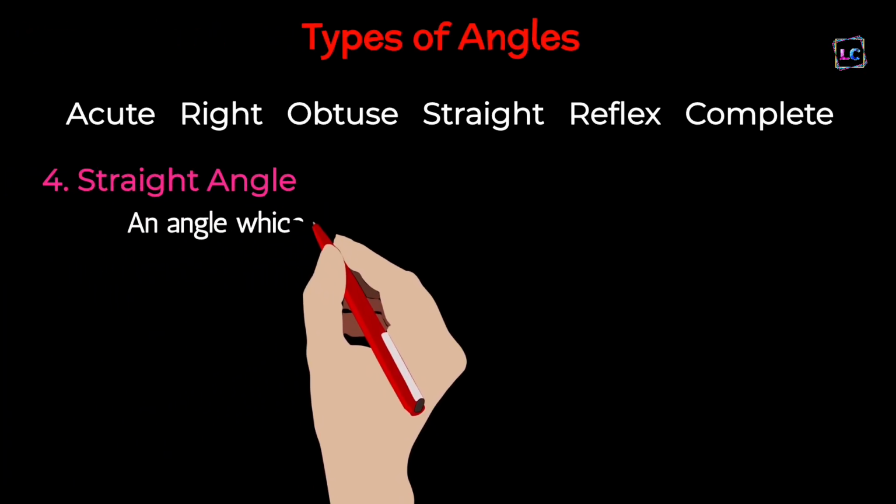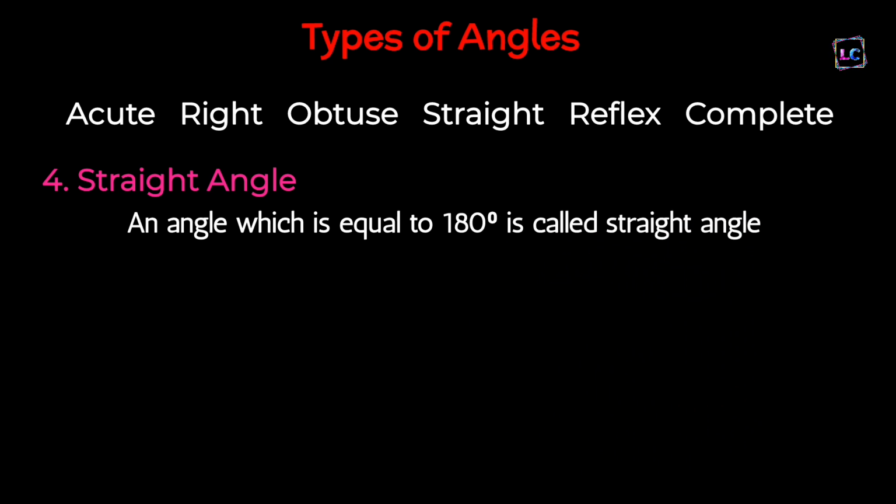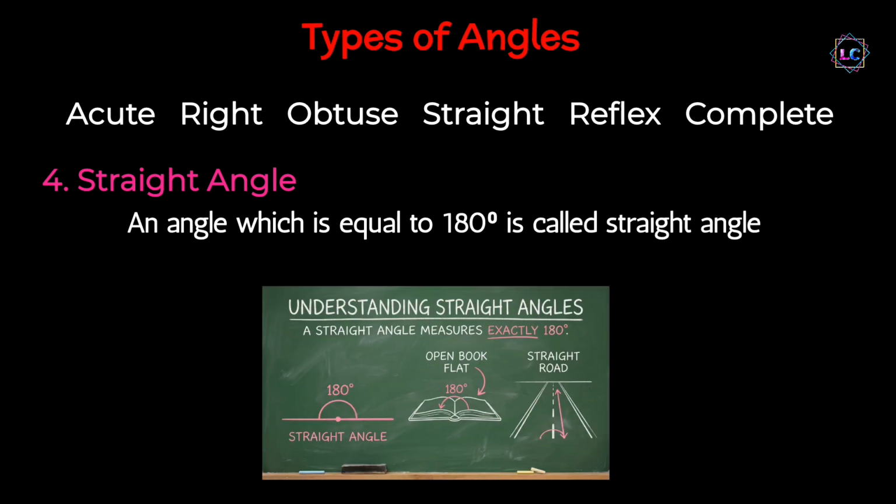Now we have a straight angle. An angle which is equal to 180 degrees is called straight angle. It forms a straight line. In the following diagram, the angle 180 degrees shows the straight angle. Real-life examples include a straight road that forms a straight line. Similarly, an open book laid flat on a table also forms a straight angle.